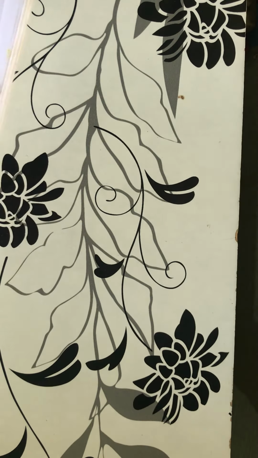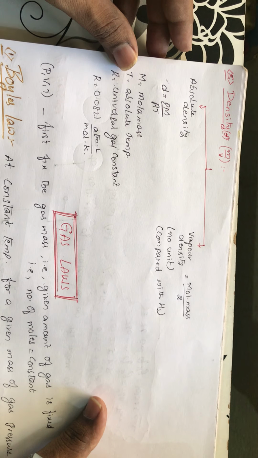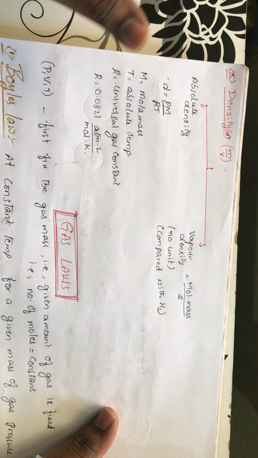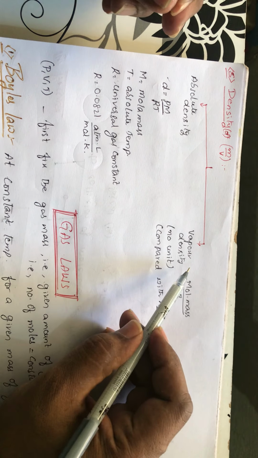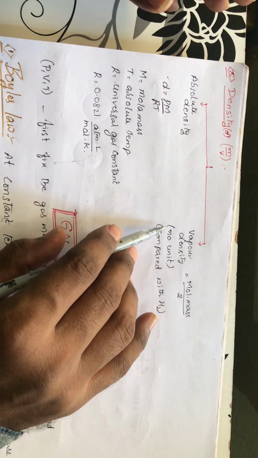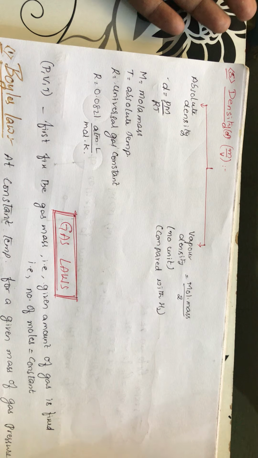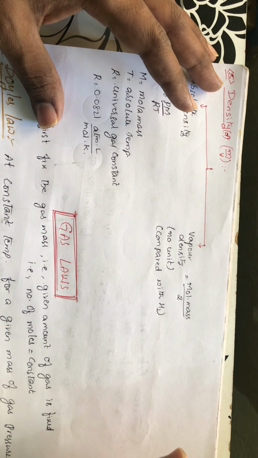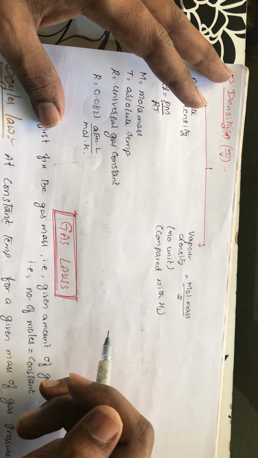So these are the measurable properties, and one more measurable property of the gas is density. You have two types of density: one is vapor density and the other is absolute density. Vapor density doesn't have any units. It is only a comparative density, meaning you compare with respect to hydrogen how much vapor density your molecule has.